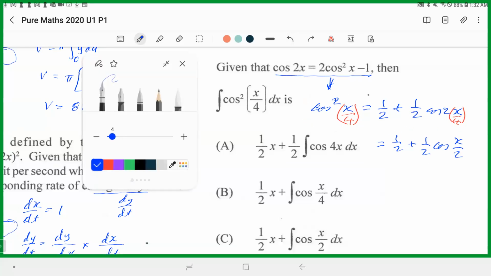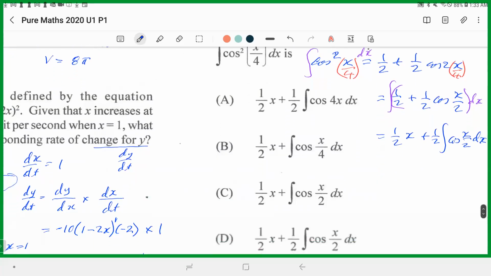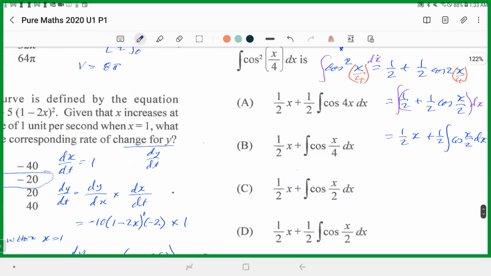So the integral of everything here with respect to x. And the integral of half is half x, and you're adding back this half the integral of cos x over 2 dx. So that answer is here. All right. And then we integrate this part, so that they will put the C in. After you integrate this, you can put the C.